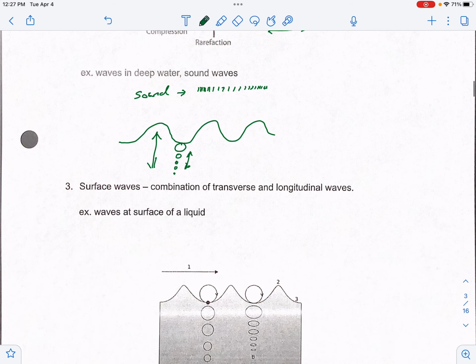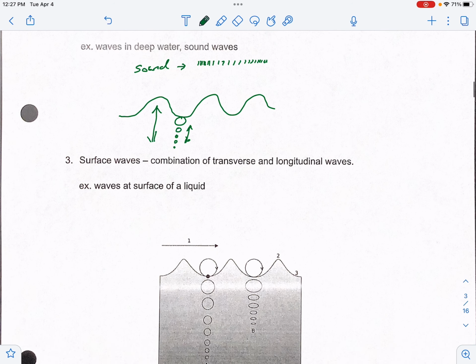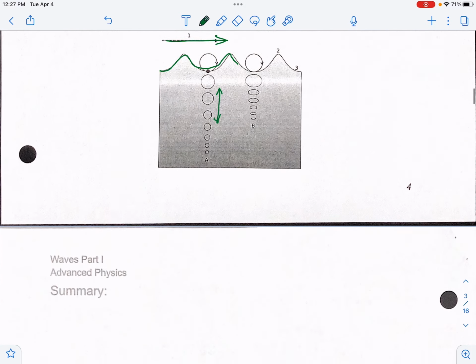Okay, so number 3, surface waves. Okay, so this is what I mean by it's a combination of transverse and longitudinal. Okay, so you have the top of the wave, you have the surface going up and down, and it's moving towards the right. Okay, but at the same time, you still have these compressional waves going up and down. Okay, so it's actually a mixture of both transverse and longitudinal. Okay, moving on to the next one.